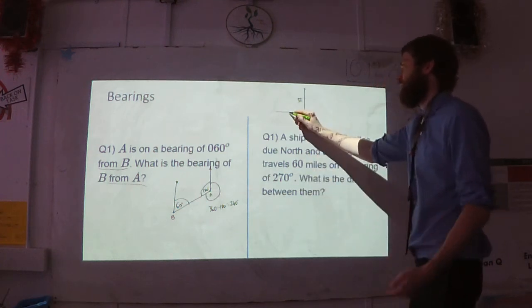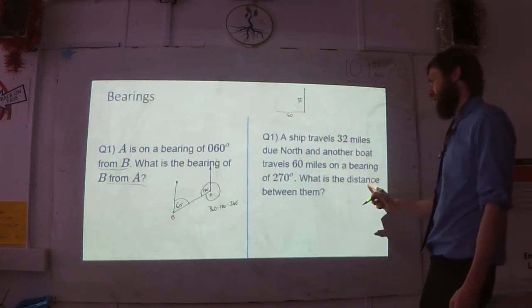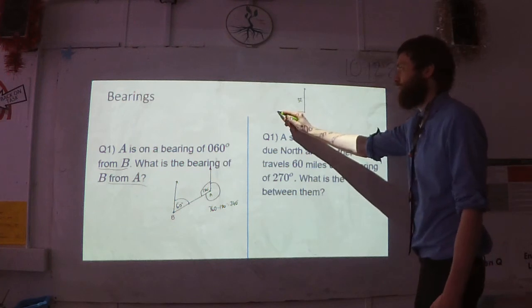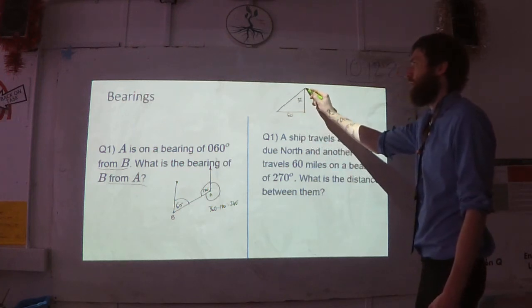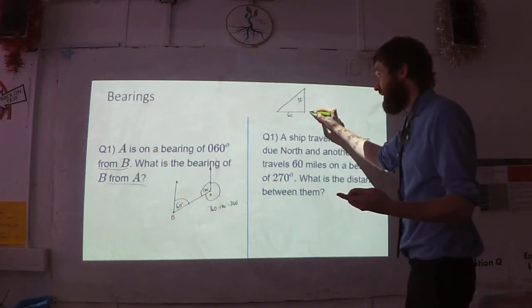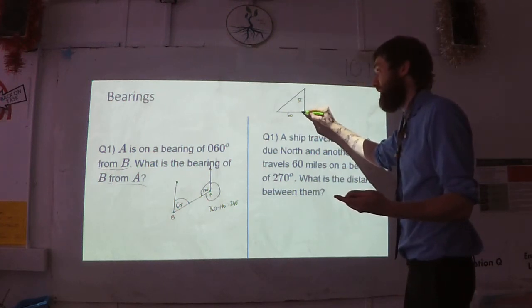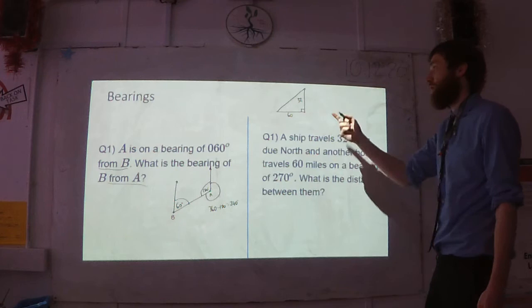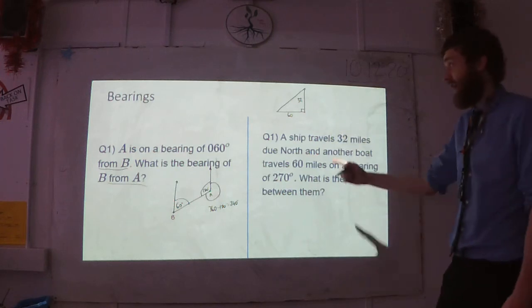60 miles, so I label that 60. What is the distance between them? So therefore I join it up. And what you've noticed, guys, is because the bearing was 270, that means that that leftover bit must be 90. And therefore you just use simple Pythagoras in order to work that out.